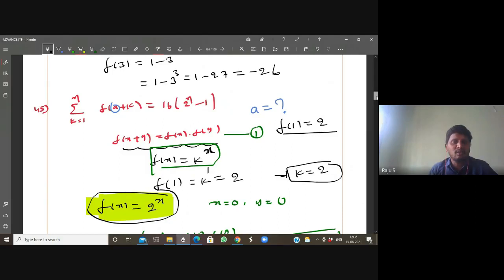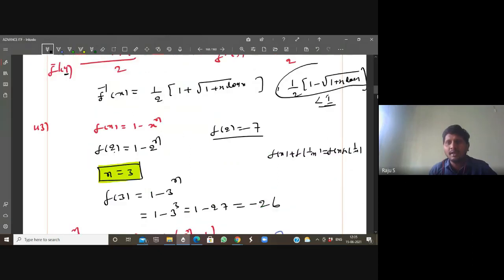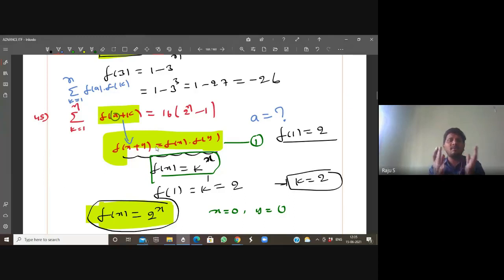So f of x is equal to 2 power x, and the given condition here. With the help of this condition, can I write this summation like this? Can I apply this property here? Can I write this as summation k is equal to 1 to n of f of a into f of k? f of x plus y is equal to f of x into f of y is given. I applied that property, and I got the summation like this.